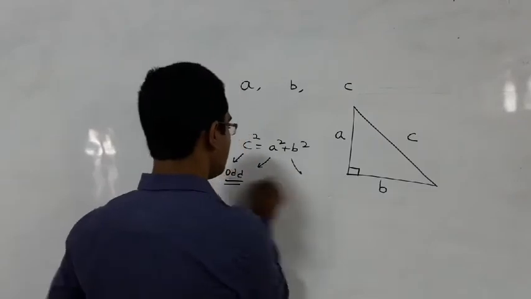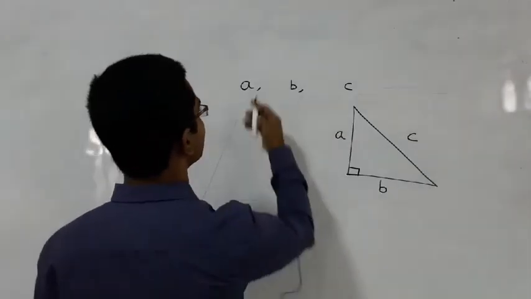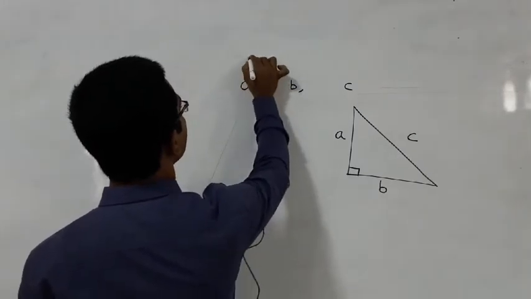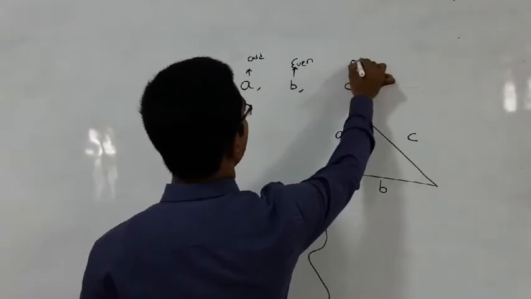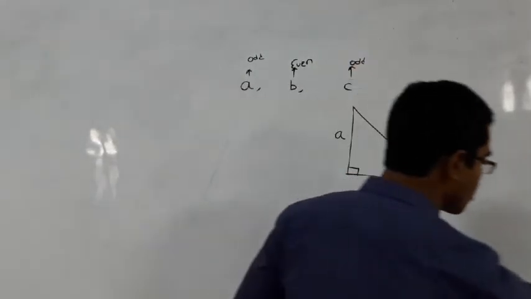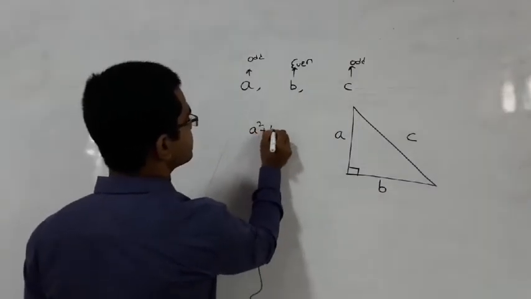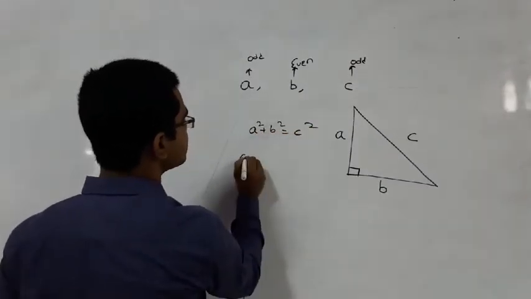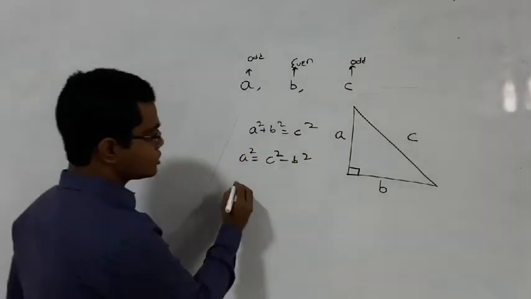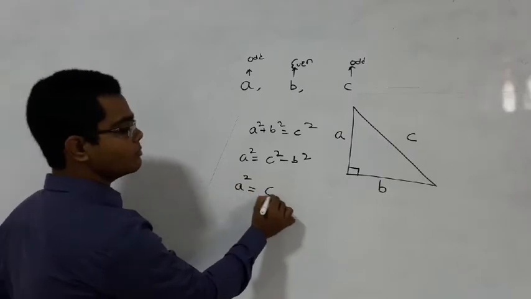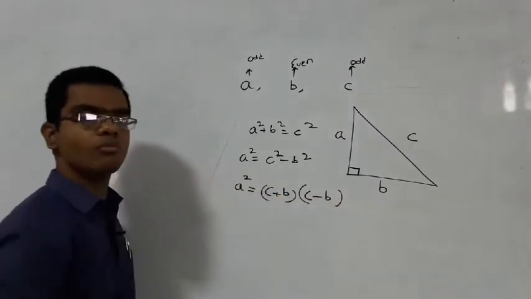Okay. Now let us go into more and more discussion. In our discussion, let us finalize what we got. A is taken to be odd, B to be even, and C to be odd, and they are primitive Pythagoras triplets. Okay, let's go more deep. A square plus B square is equal to C square. Now let's write A square is equal to C square minus B square. So A square is going to become C plus B into C minus B.